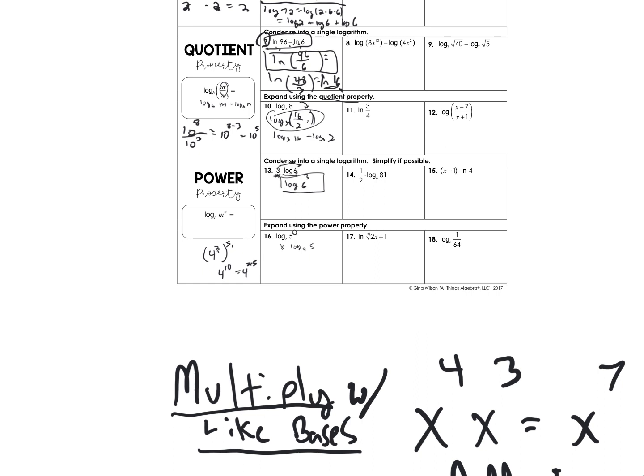And the power to a power, well, 4 to the 4, to the 6, these two get multiplied. So 4 times 6 is 24. Well, again, if I had a log of x to the a, this is a power to a power. So we multiply. So you can rewrite it as an a times log of x.